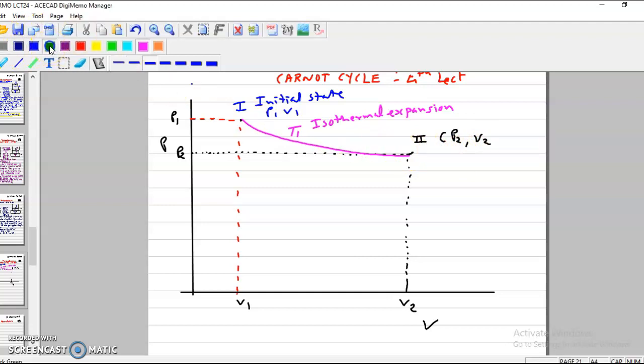Then it goes to the third one. From here it will reach to this part, the third one, where pressure is P3 and volume is V3. So this is volume V3, which is slightly greater than this. Pressure decreases and it is P3, sorry. So this is the third condition where it goes from the second point to the third point like this, and this is step 2, where it is adiabatic expansion.